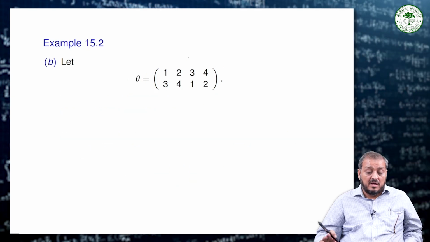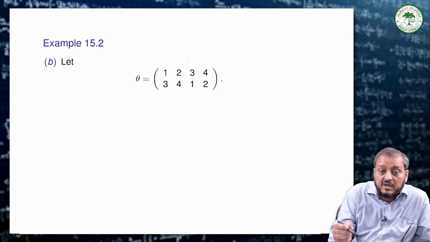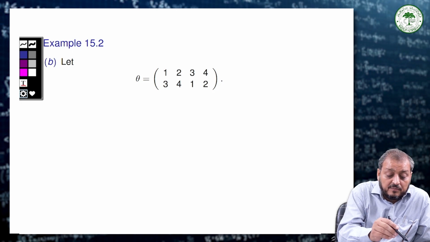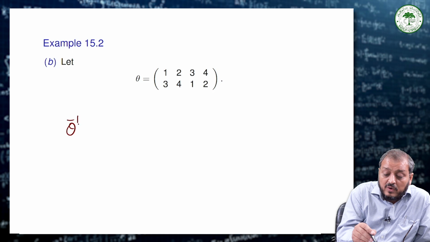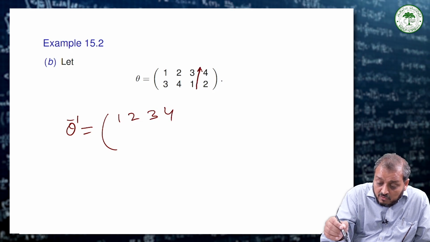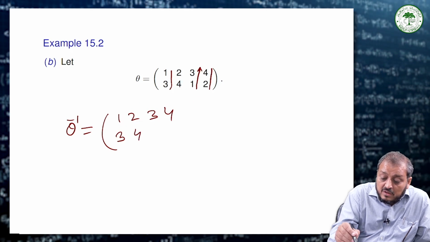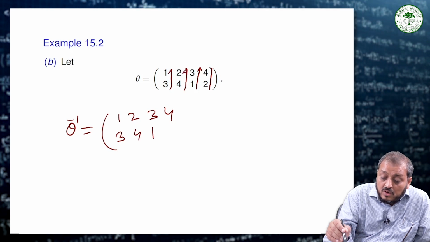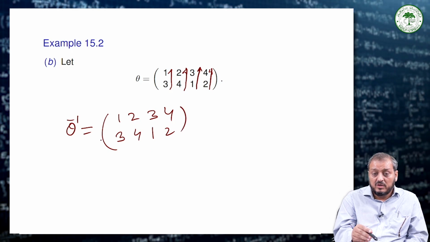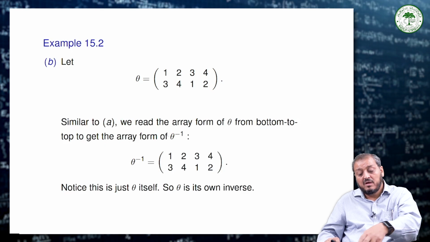We write the inverse. Let theta be equal to this, and we try to find out what theta inverse is. So we can just read out theta inverse. For theta inverse, 1, 2, 3, 4: then 1 is read as 3, 2 is read as 4, 3 is read as 1, and 4 is read out as 2. So clearly theta inverse is equal to 1, 2, 3, 4 over 3, 4, 1, 2.